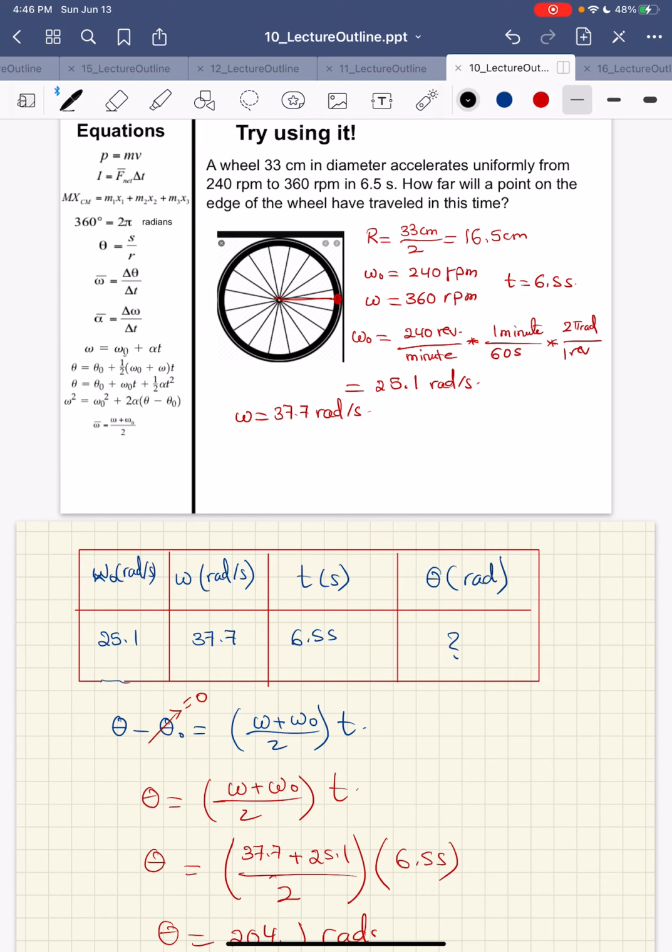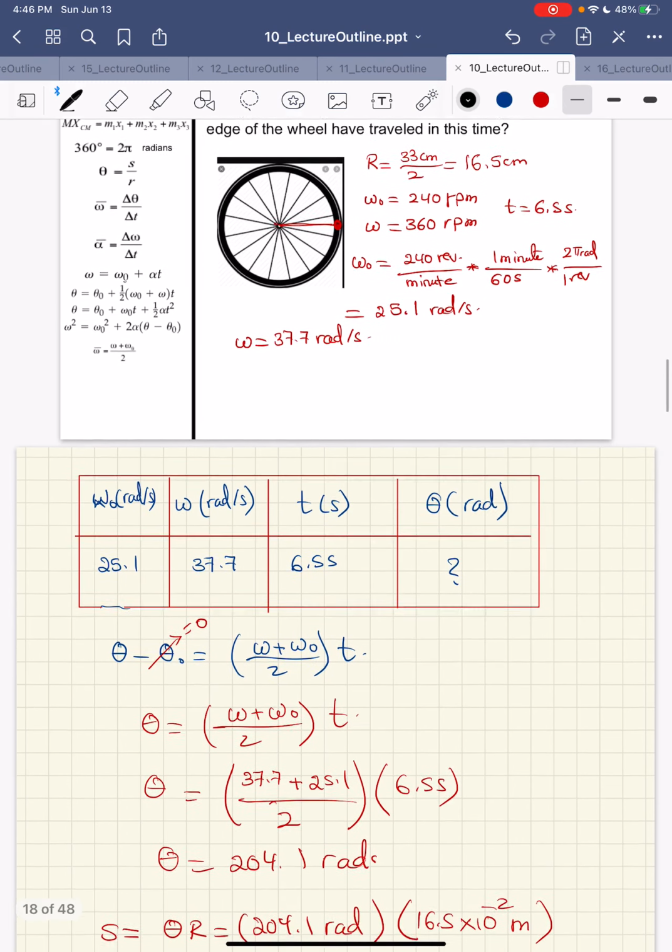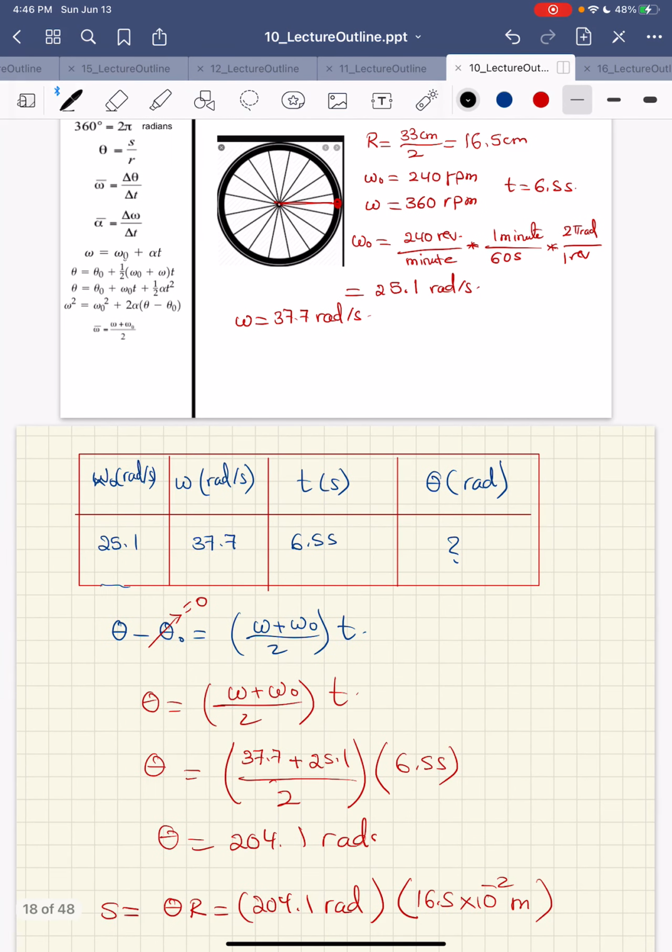Usually when I deal with kinematics, I like to have this table, which is the 8 cells here, where I will just summarize my known quantities and my unknown. Omega 0 is 25.1 radians per second. Omega is 37.7. And the time is given and theta is given.